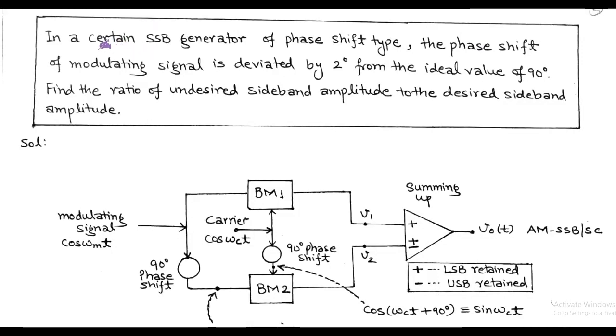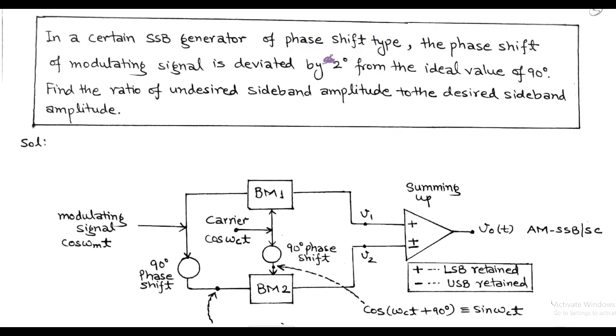Next question is, in a certain SSB generator of phase shift type, the phase shift of the modulating signal is deviated by 2 degree from the ideal value of 90 degree. Find the ratio of undesired sideband amplitude to the desired sideband amplitude. So this is a problem of an SSB generator, and it is a phase shift type.